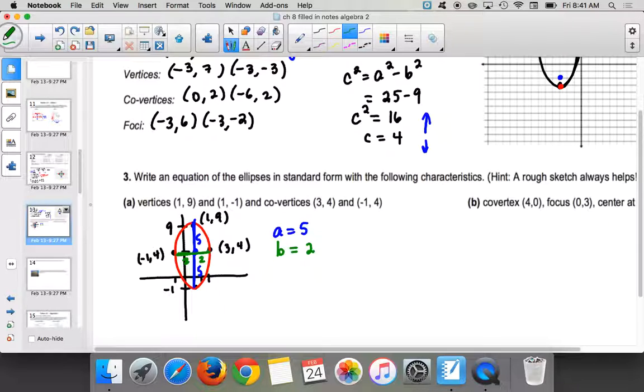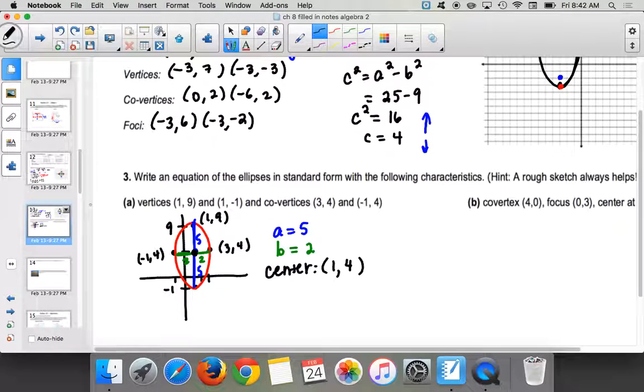The only other thing we need for our equation is our center, so our h and our k. Can you guys tell what the center is? How much do you go over to the right? 1. How much do you go up? 4, exactly. From which point? From this point here. Like from 0, I go over this much and up that much.